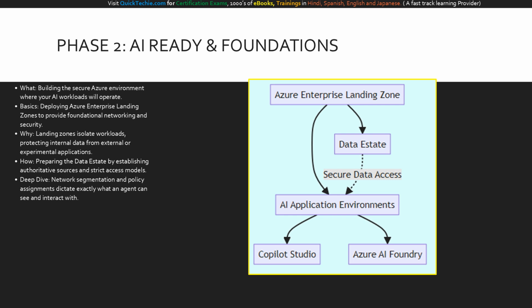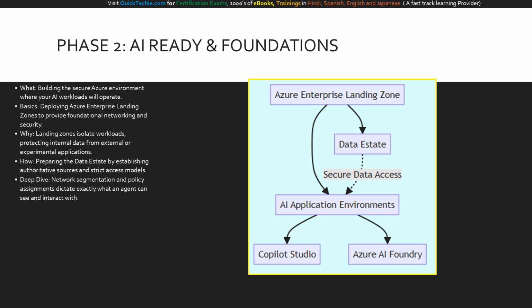This architectural diagram provides a high-level view of the AI-ready phase, focusing on the concept of Azure Enterprise Landing Zones. At the top of the hierarchy, we see the overarching Azure Enterprise Landing Zone. This represents your secure, governed cloud boundary. Inside this boundary, the architecture is segmented into specialized management groups. On the left, we have the data estate, which houses your organization's authoritative, curated data sources, the lifeblood of any accurate AI agent.